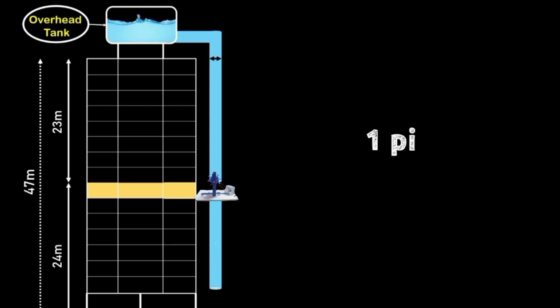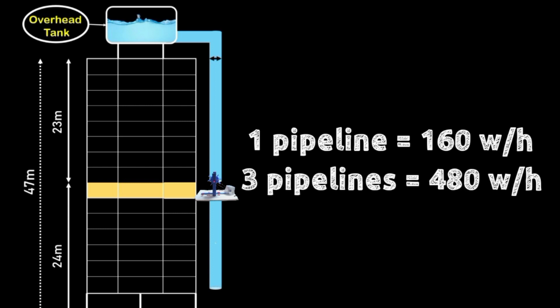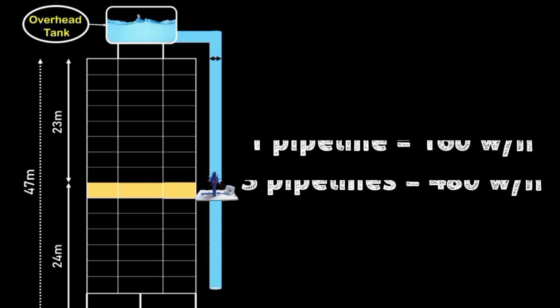This is for one pipe using one plant. A building of this scale will have 3 pipes to serve 3 apartments per floor, and so we can generate roughly 480 watts per hour. Yes, there is cost involved and there will be questions on return on investment. But my answer is very simple.